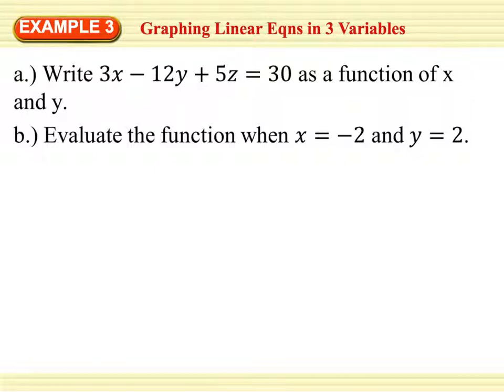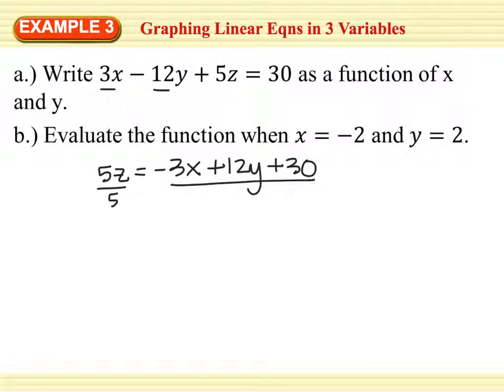So example 3 says to write 3x minus 12y plus 5z equals 30 as a function of x and y. So in order to do that, we need to get the z piece by itself. So I'm going to go ahead and subtract 3x and add 12y to both sides. So I have 5z equals a negative 3x plus 12y plus 30. Then we have to divide everything by 5.